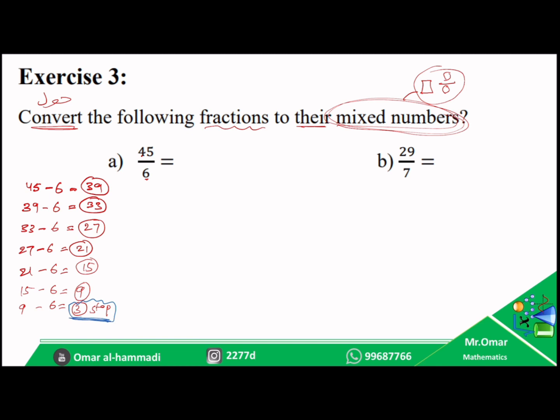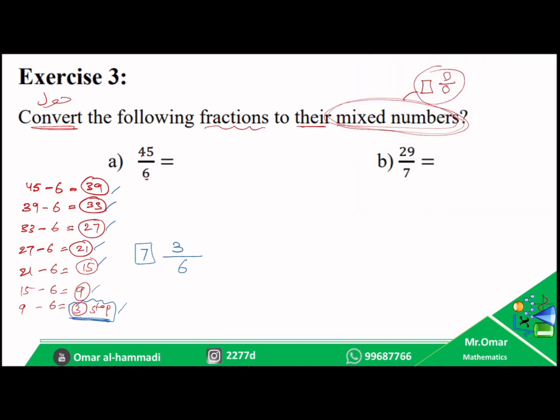So now we will write in the numerator 3 divided by 6. And what will be the number here? We have to count how many steps we did for the subtraction: 1, 2, 3, 4, 5, 6, 7. So right here 7. That's it.